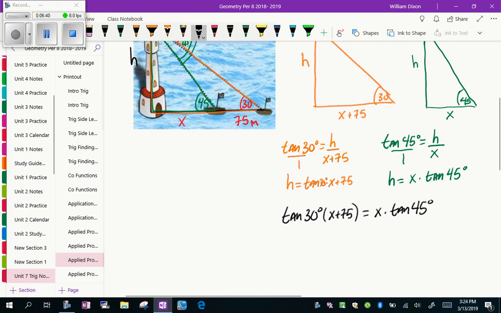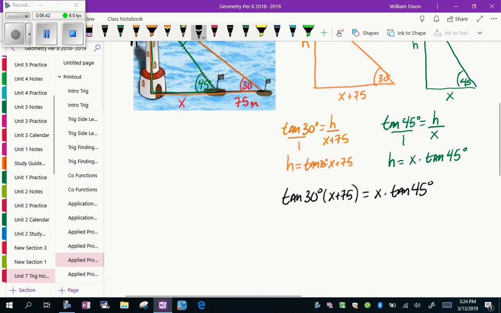Now the first thing I'm going to do is use my distributive property. So I'm going to distribute the tangent of 30 degrees on this side. When I do that, I get x times the tangent of 30 degrees plus 75 times the tangent of 30.